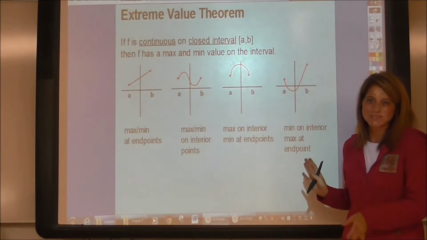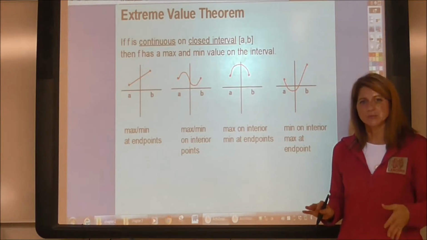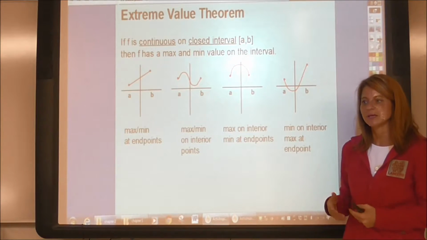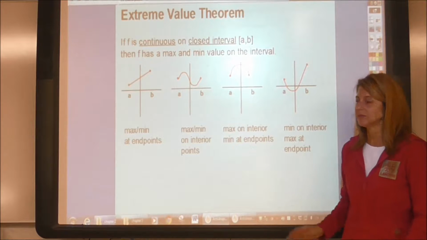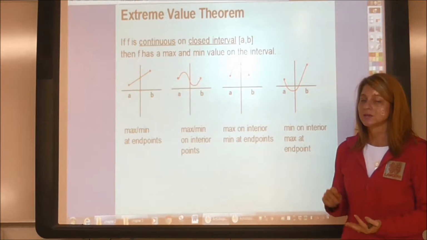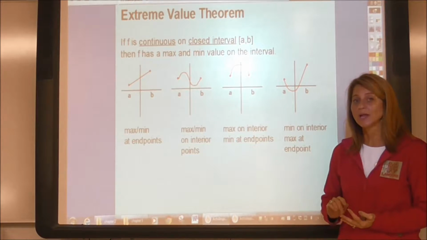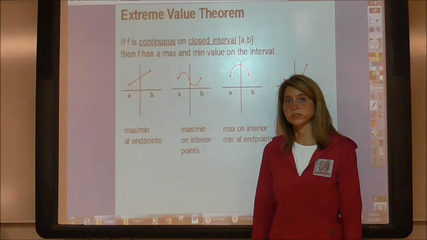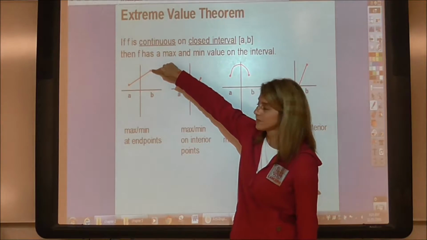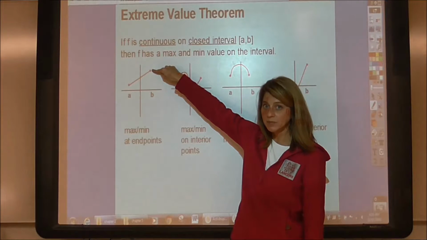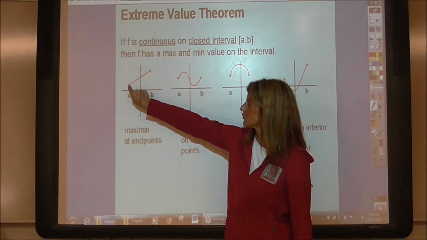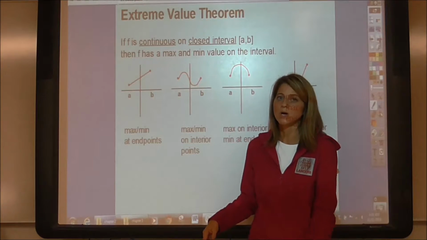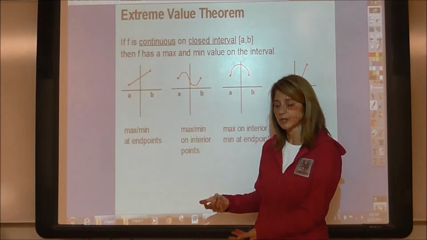So I threw a few examples up here just so you can see some differences in graphs. The first one is just a straight line, as you can tell. I chose a positive slope, but it doesn't have to be. But it is continuous, and it is a closed interval. You have a starting point and a stopping point. And you can see on there you do have a maximum value. That would be over here at this endpoint at B. And you have a minimum point, and that's over here at A. Now, does that always mean B is the maximum and A is the minimum? No, but I want to show you that there is a maximum and there is a minimum.